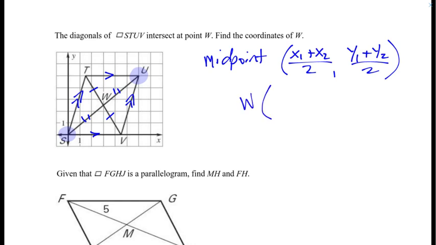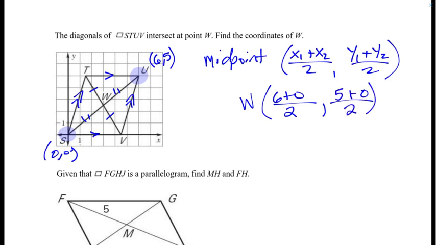So point W, we're going to take our x coordinates, which for S, we have 0, 0, and U, we have 6, 5. So we're going to take our x coordinates, add them together, divide by 2. Take our y coordinates, add them together, divide by 2. And we should come up with coordinates for point W of 3, 2.5.